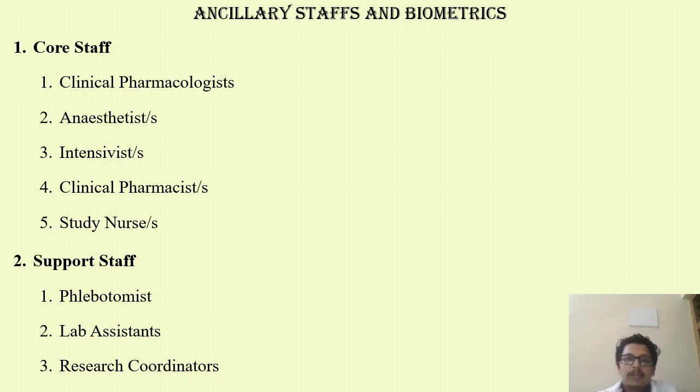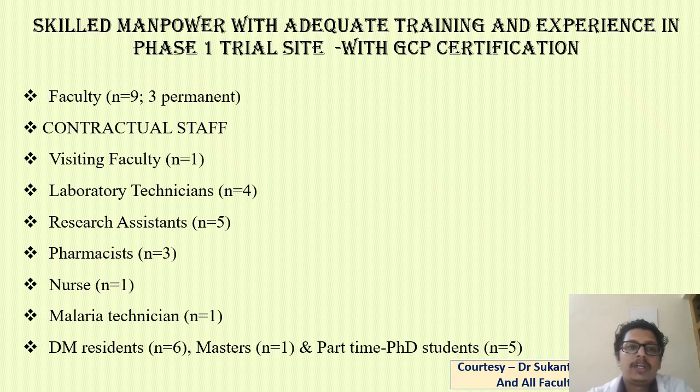Then we move to the ancillary staff and biometrics available. The core staff: a clinical pharmacologist should be there, an anesthetist, intensivist, clinical pharmacist and study nurse should be there. Supporting staff like phlebotomist, lab assistant and research coordinator should be there. Then skilled manpower with adequate training and experience in the phase 1 trial unit with GCP certification should be ensured. This is a sample I have given.